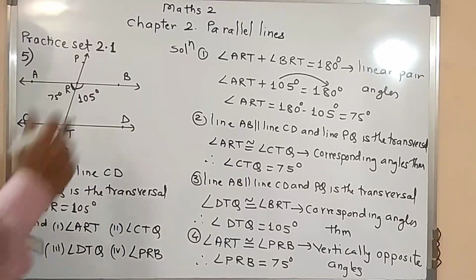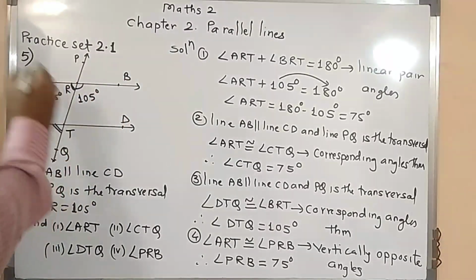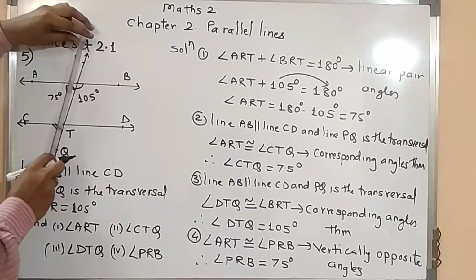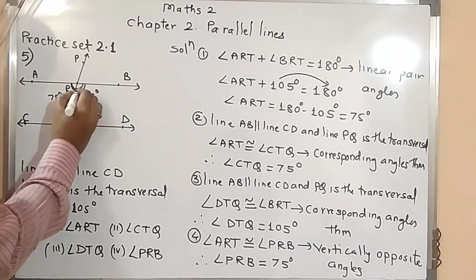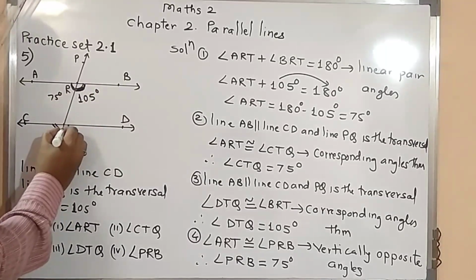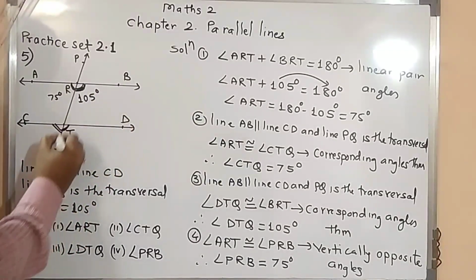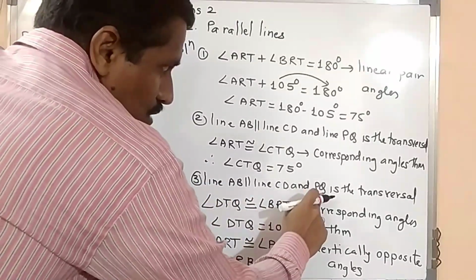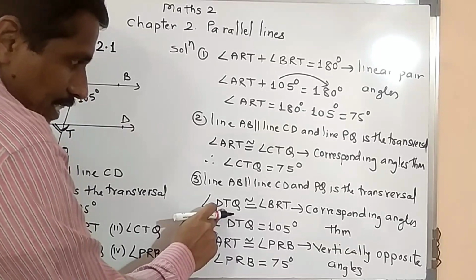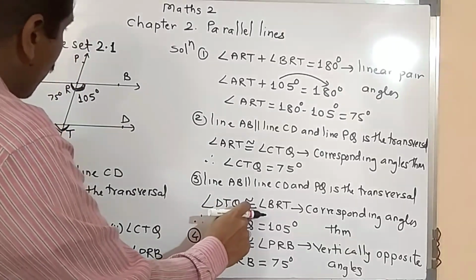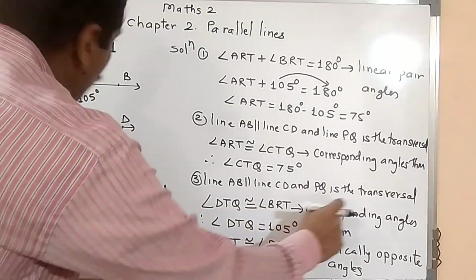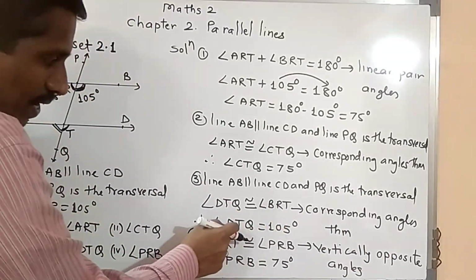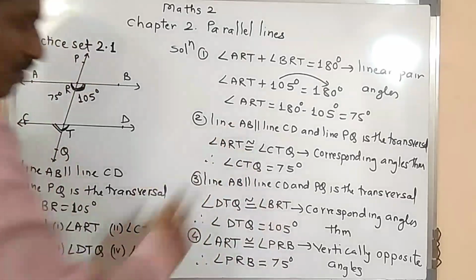Now I have to find out DTQ. Angle BRT is known to me. If AB is parallel to CD and this one is the transversal, angle BRT and angle DTQ are corresponding angles. AB parallel to CD, PQ is the transversal, angle DTQ is congruent to angle BRT, corresponding angles theorem. But angle BRT is 105, therefore angle DTQ is also 105 degrees.